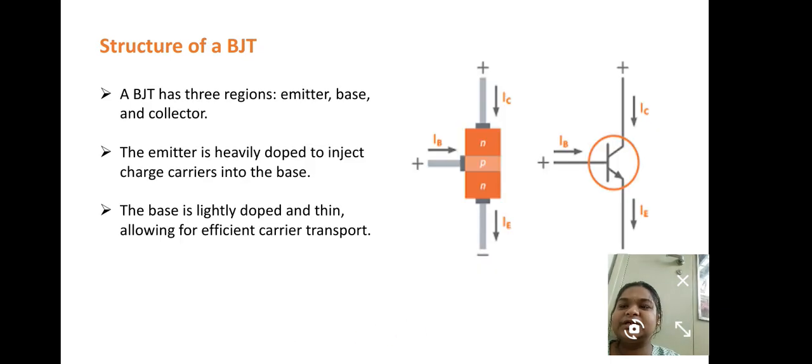Structure of BJT. A BJT has three regions: emitter, base and collector. The emitter is highly doped to inject charge carriers into the base. The base is lightly doped and thin, allowing for efficient carrier transport.